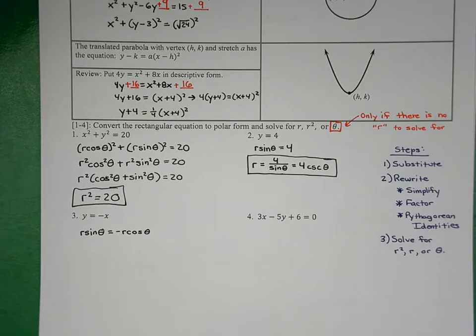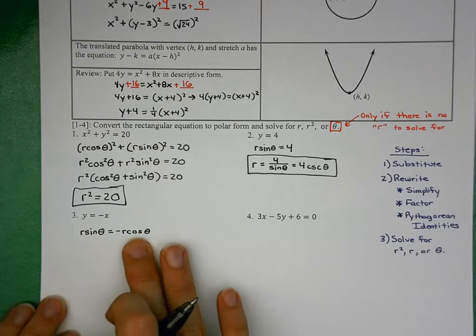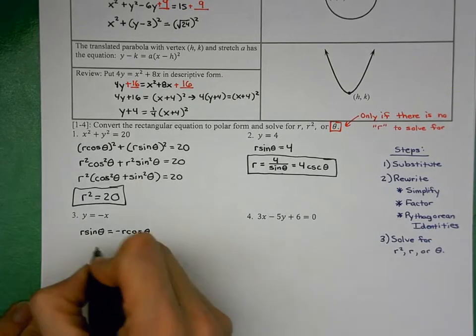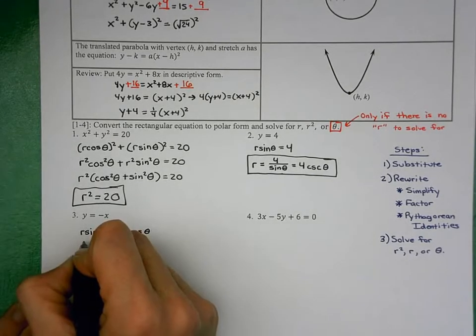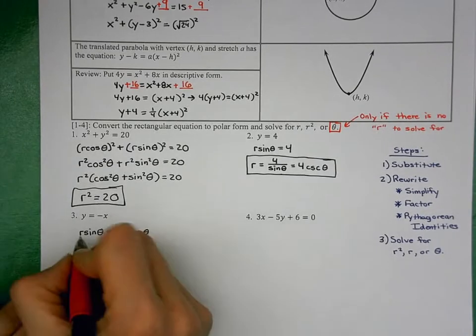But when all else fails, you're going to be sitting there going, okay, well, let me solve for r squared, r, or theta, whichever one is most applicable. In this case, the first thing we'd like to do to solve for either r or theta would be to get these onto the same side. So I'm going to divide this r cosine theta over to the other side. Make sure to do that in red so we see that that's a step.